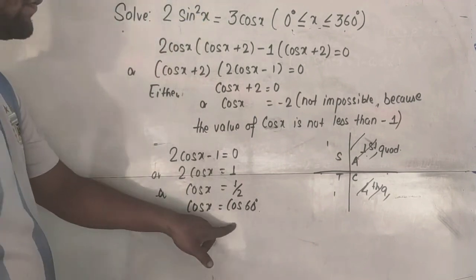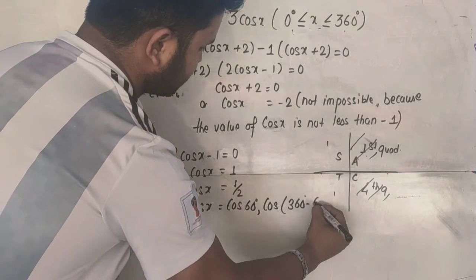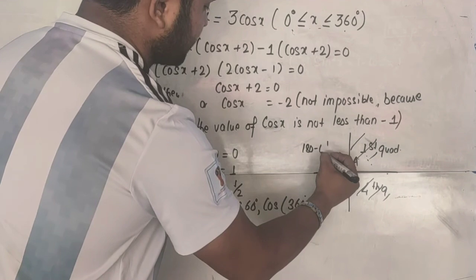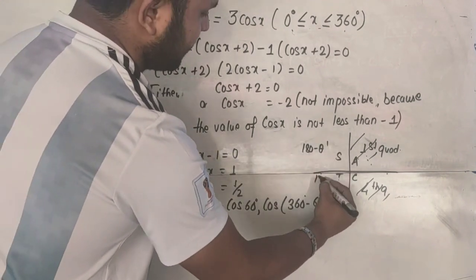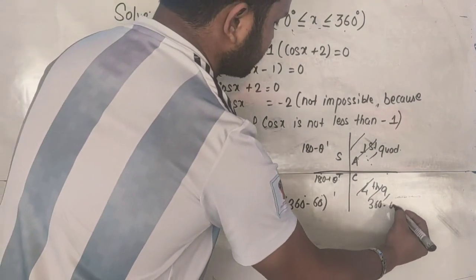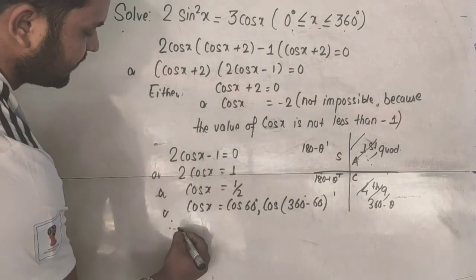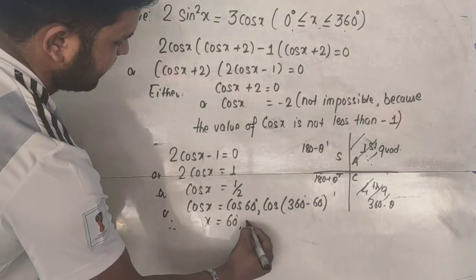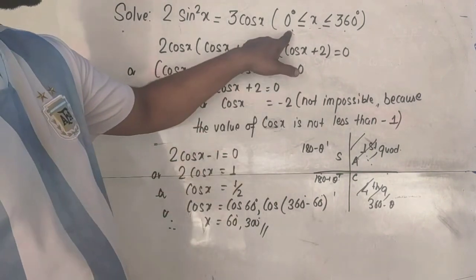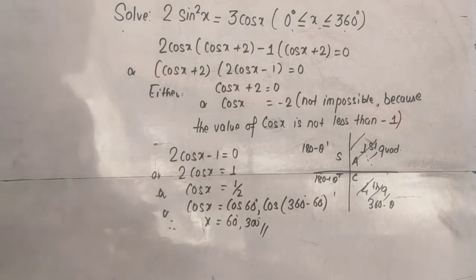So this is the answer for the first quadrant, and to get the answer from the fourth quadrant, we'll get 360 minus 60 degree. Here we can write 180 minus theta, 180 plus theta, where theta is an acute angle, and here 360 minus theta. So for the fourth quadrant, I can write 360 minus theta. So this gives the value of x as 60 degree and 300 degree. So this is the answer. The range of the answer was between 0 and 360 degree, and we got our solution: 60 degree and 300 degree.